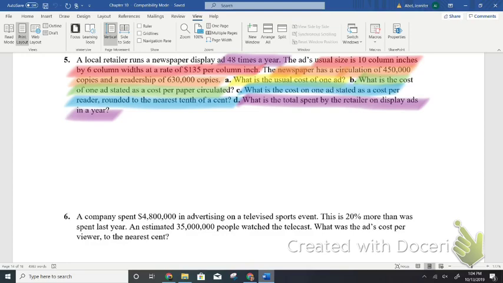First, we're going to find the cost of one ad. To do this, we're taking the area of the ad, 10 by 6, and multiplying it by that unit price of $135. And we find that on average, we expect the cost of an ad to be about $8,100.